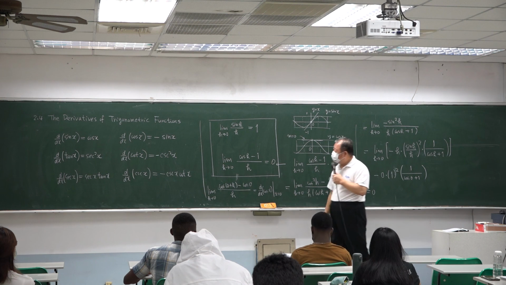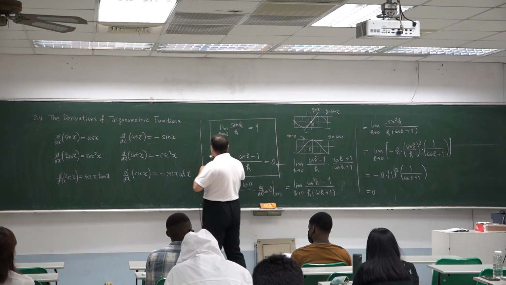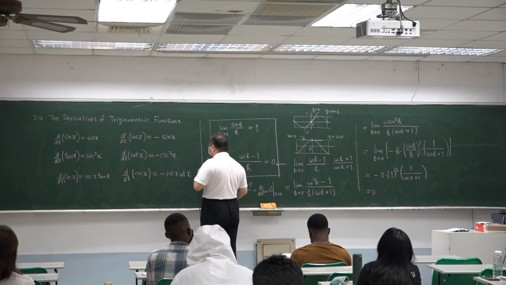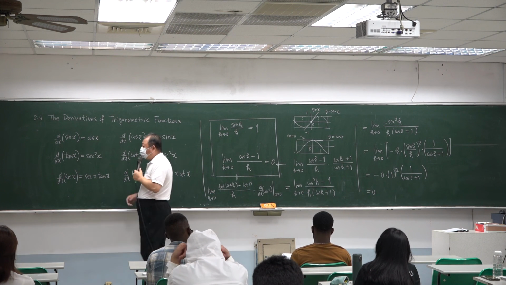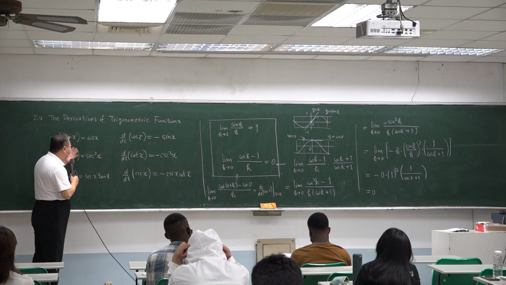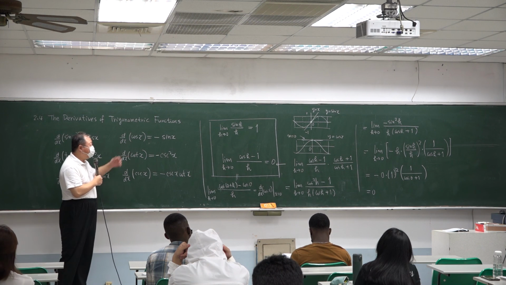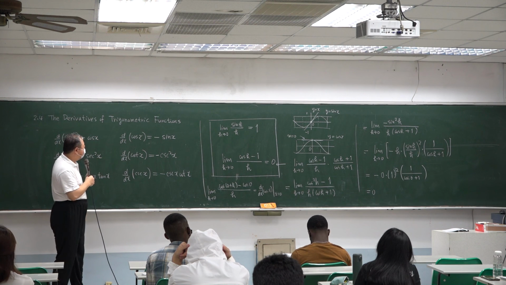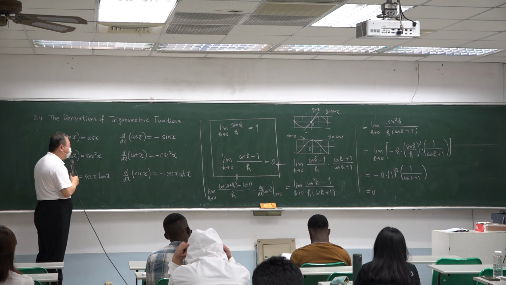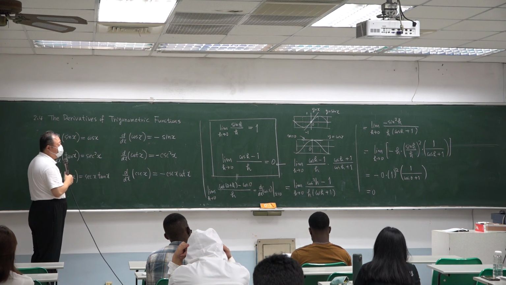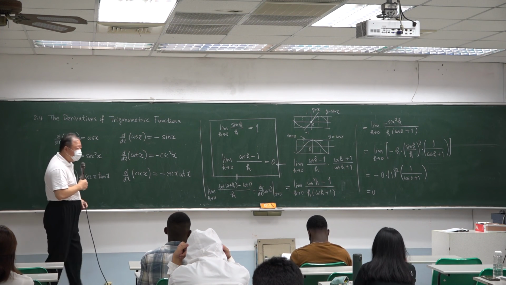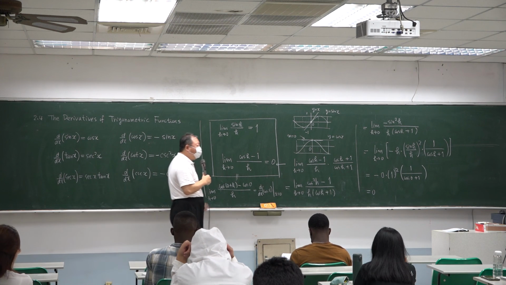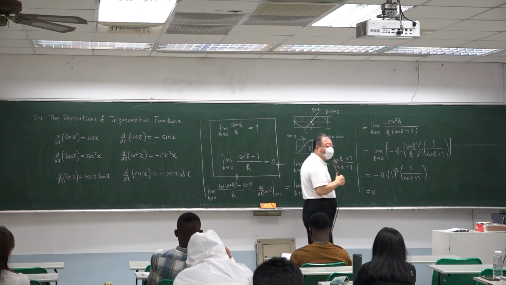Then we use these two famous limits. This one and this one can be derived. And then the rest 4 functions are quotients or reciprocals of these 2 functions, and also can be derived immediately. And we will do this next time.